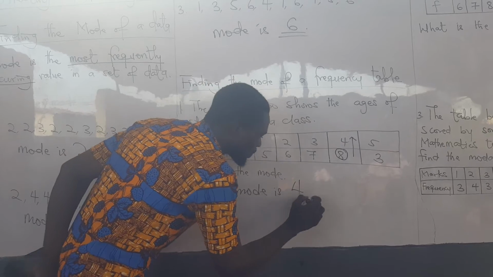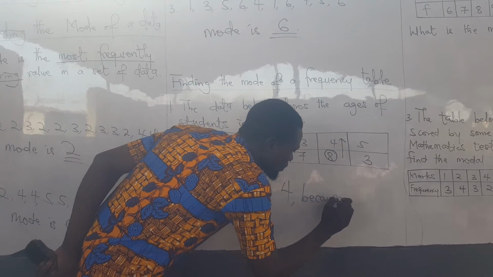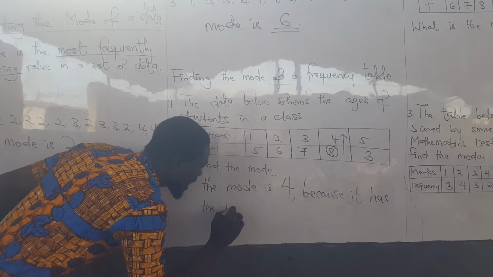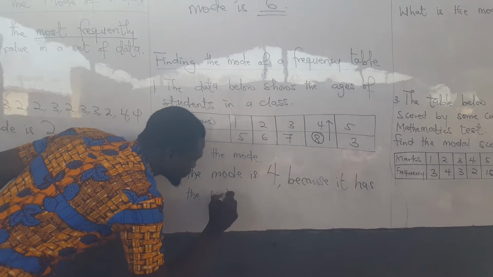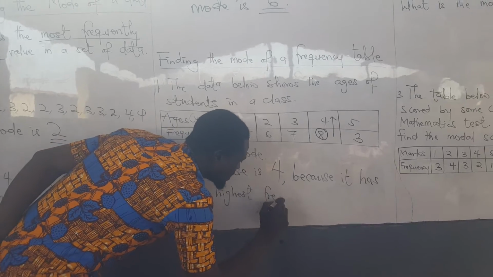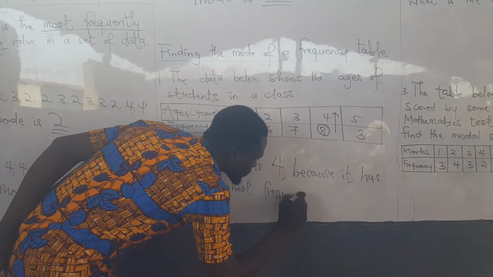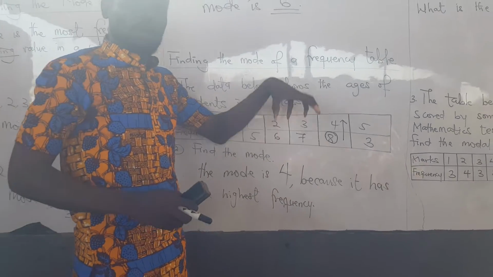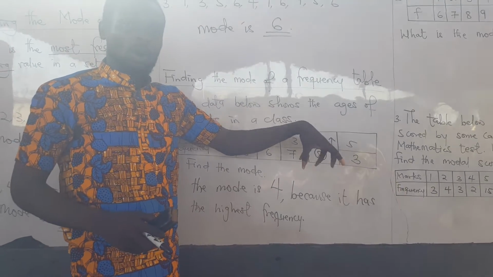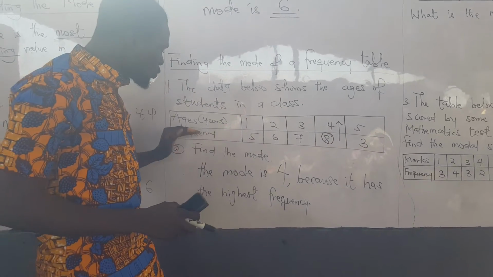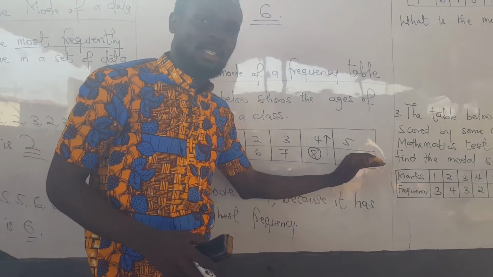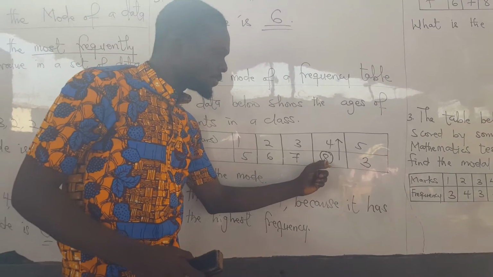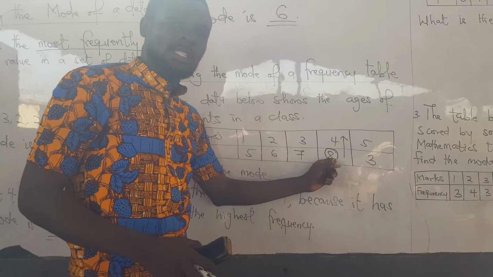So therefore, we are going to say that the mode is 4. Why is it 4? Because it has the highest frequency. So in finding the mode of a frequency distribution table, you are going to focus on the frequency and fish out the highest value in the frequency. And the highest value is 8.